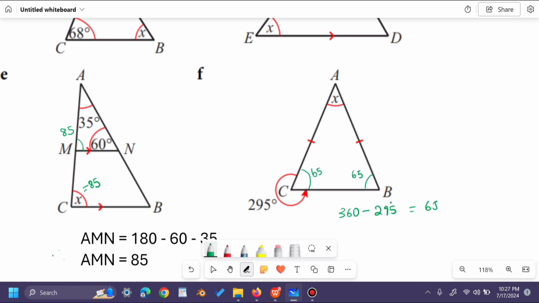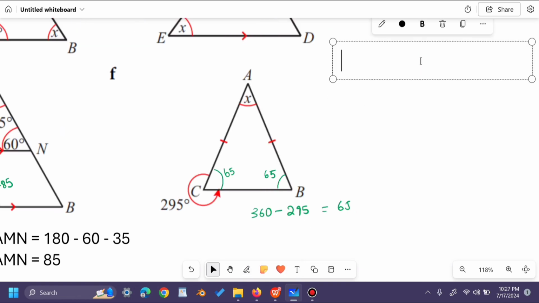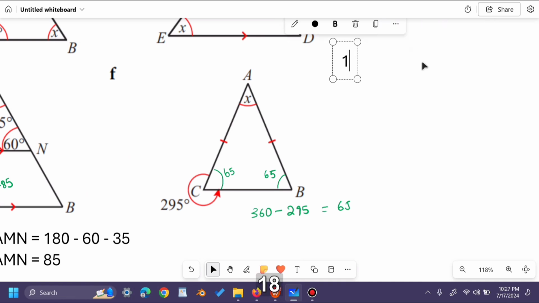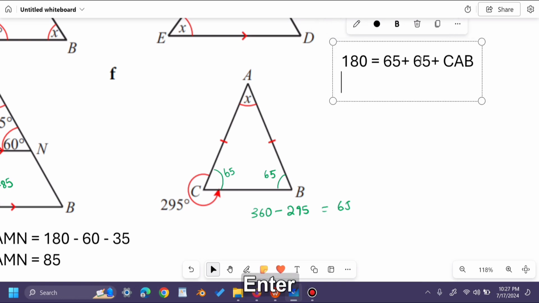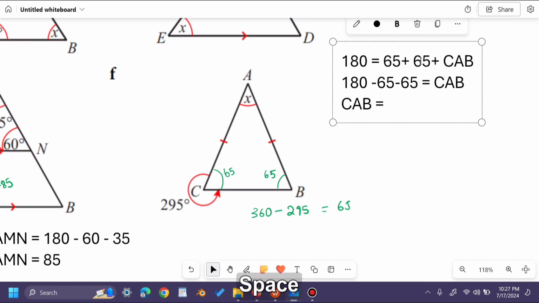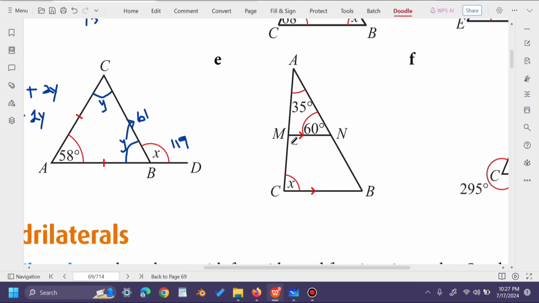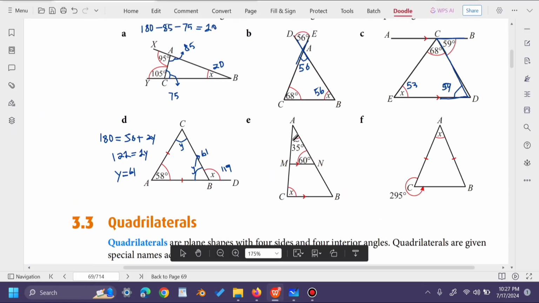Now what we are going to do is 180 minus 65 minus 65 will be our final answer for angle CAB. So 180 is equal to 65 plus 65 plus angle CAB. Now 180 minus 130 is equal to CAB, and CAB is going to be 50. So CAB is 50, the final answer. And this is how our entire exercise 3.5 finishes over here.